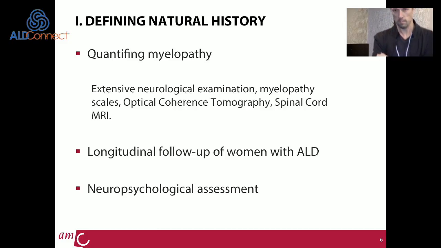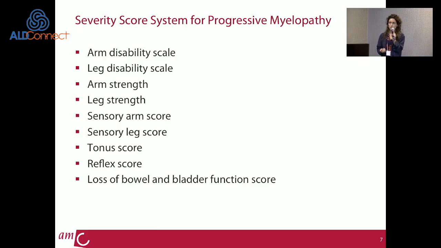And how are we doing this? We're doing a really extensive neurological exam. We're looking at myelopathy scales. For instance, we're looking at the severity score system for progressive myelopathy, and this really combines different aspects. So it doesn't only look at the neurological exam, but it also takes into account the arm and leg disability. It looks at bowel and bladder function, and by combining these, you get a score that is supposed to quantify disease.